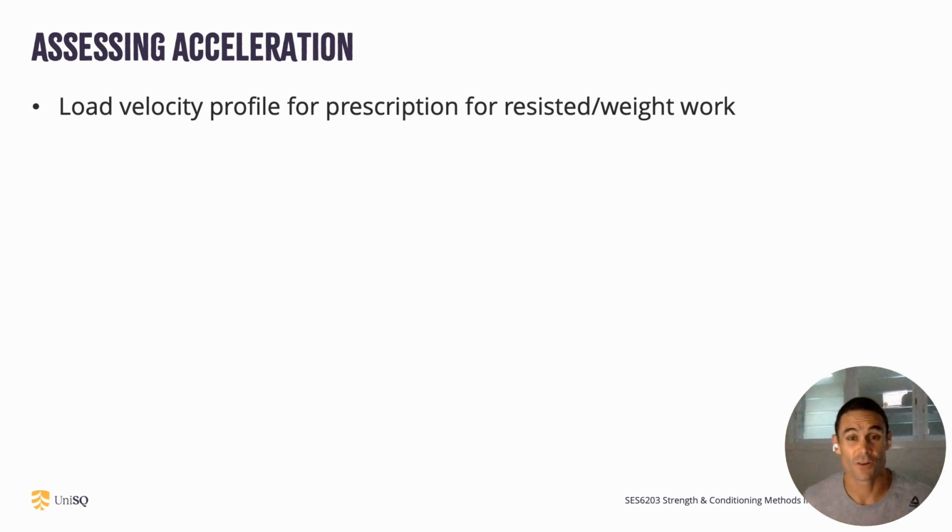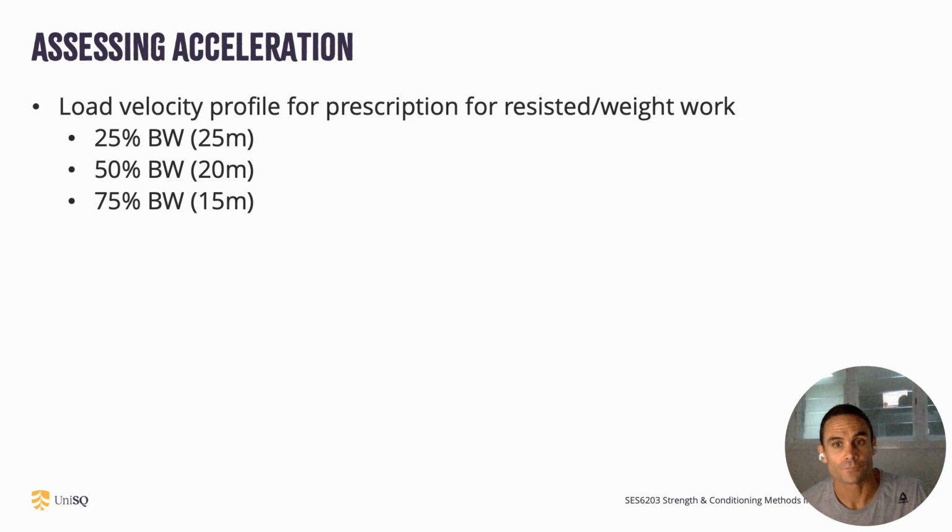So you've assessed acceleration, you've got your times, you've got your force velocity slope. Now you might want to do something called a load velocity profile. And this will give you a bit tighter prescription for your resisted and weighted work, besides just relying on the 50% of the maximal sprinting speed or the V0 to determine what you're going to do.